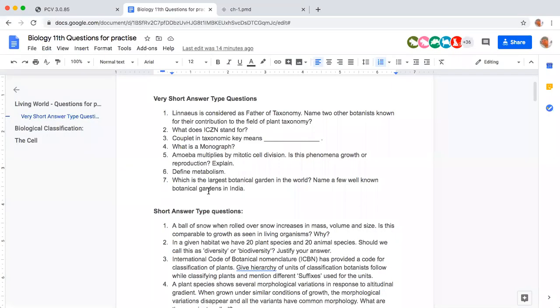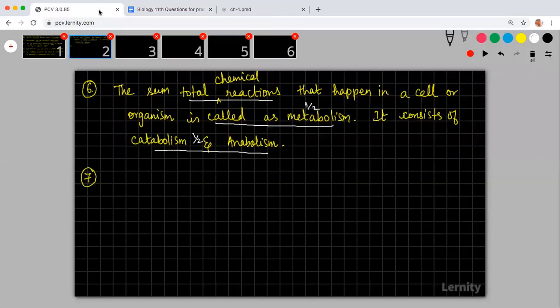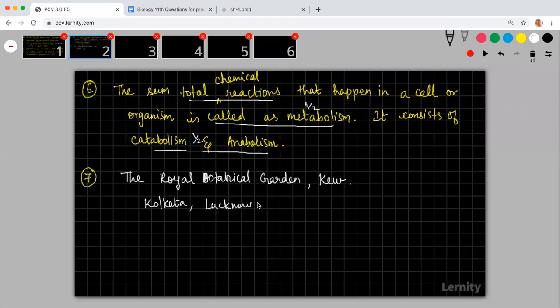Okay. Seventh question, which is the largest botanical garden in the world? Name it. The answer for this question is the Royal Botanical Garden of Kew. In India, you have a botanical garden in Kolkata. You have it in Lucknow. You can talk about Ooty Botanical Garden. The biggest two are in Kolkata, the Indian Botanical Garden.